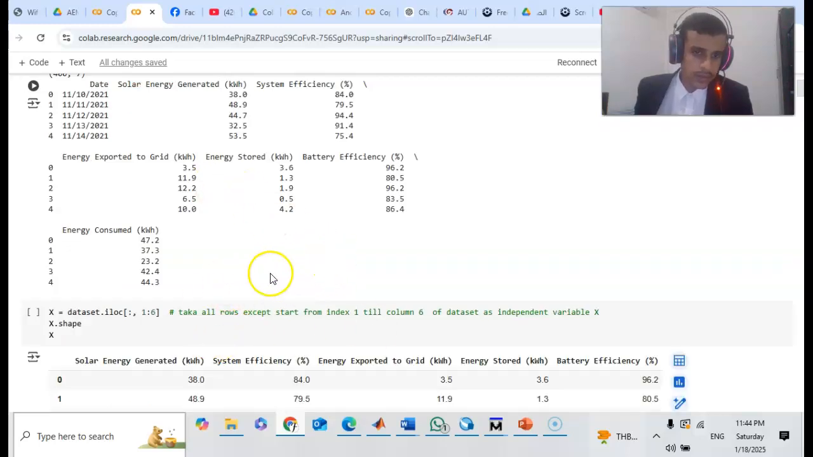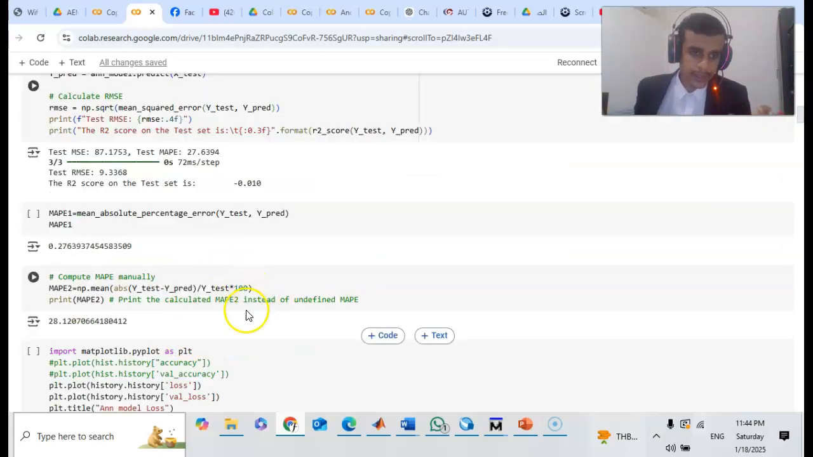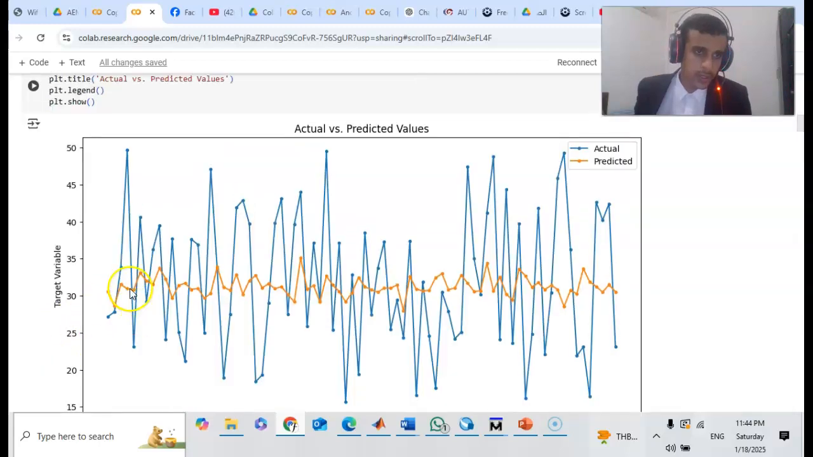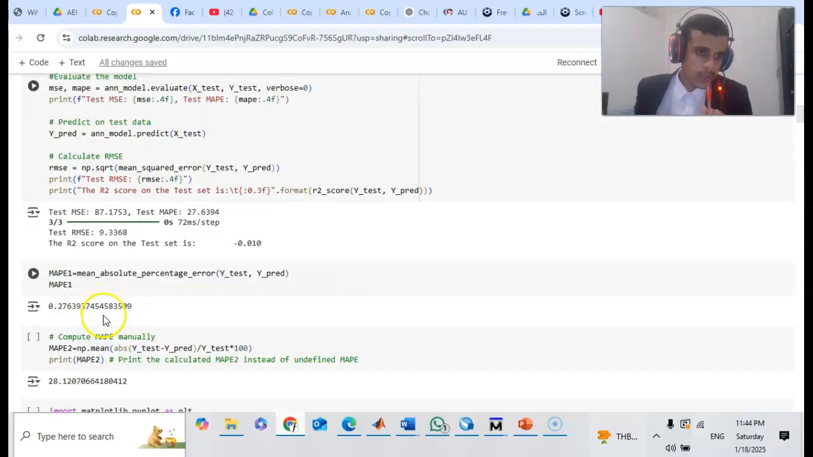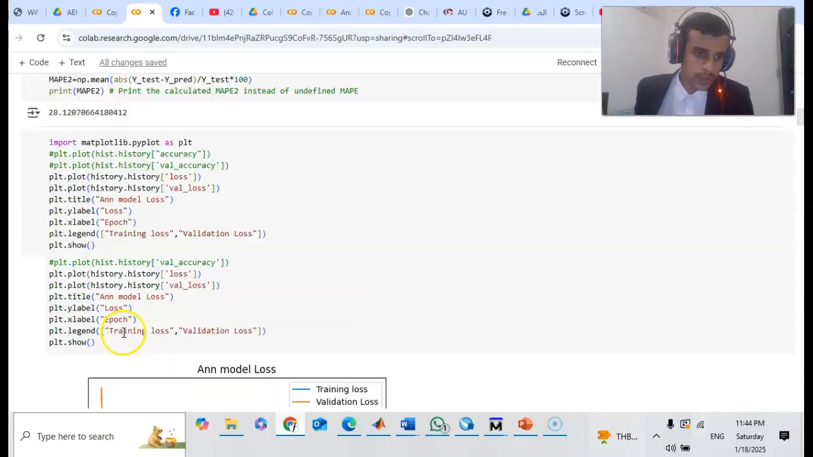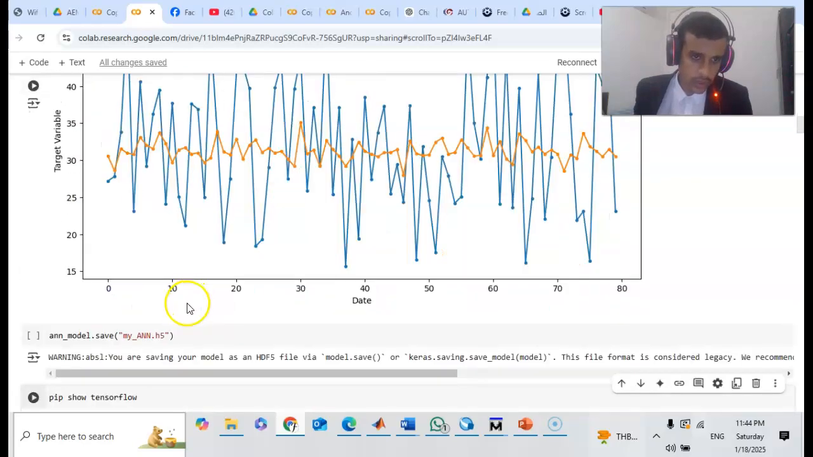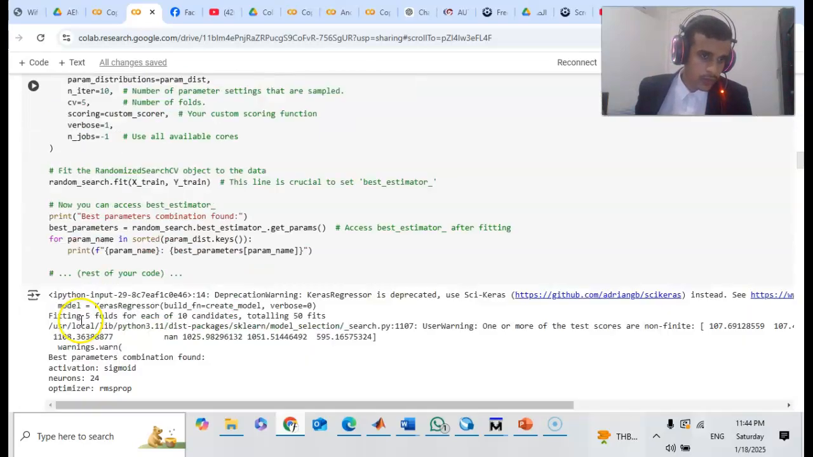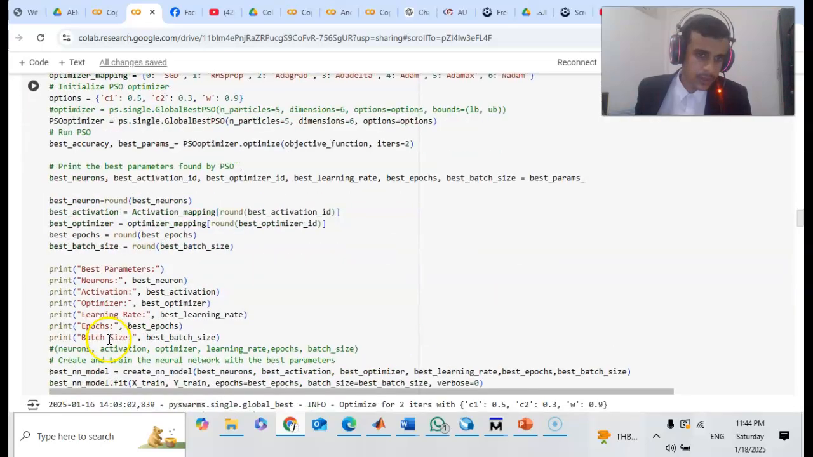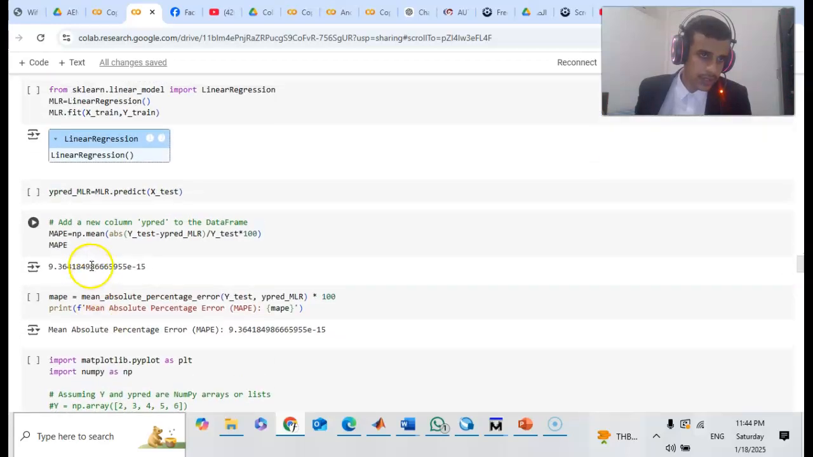Here for ANN, the same data that we use, this is after tuning and optimizing the data for ANN. As you can see here, the MAE is 28.120. This is the graph of training loss and validation loss in yellow and orange, and also here the graph for the DT.